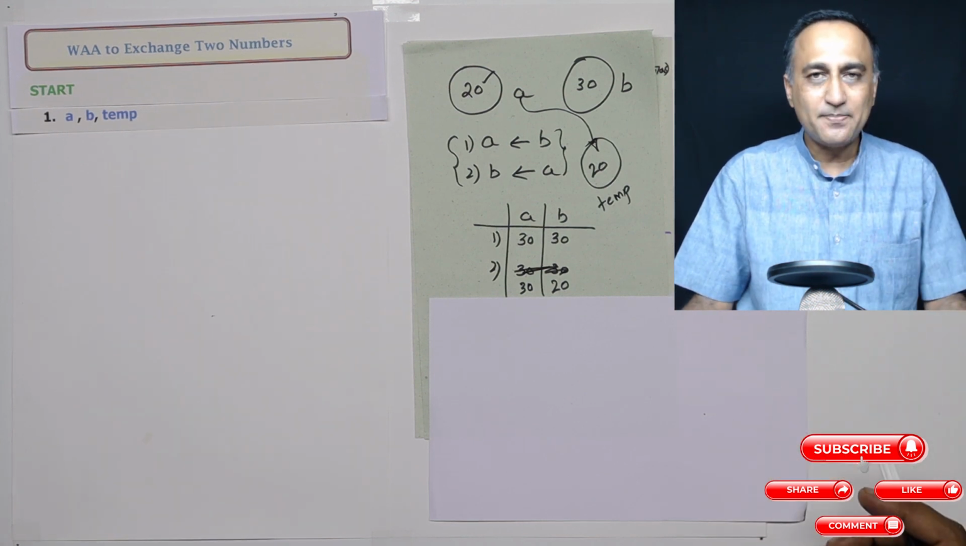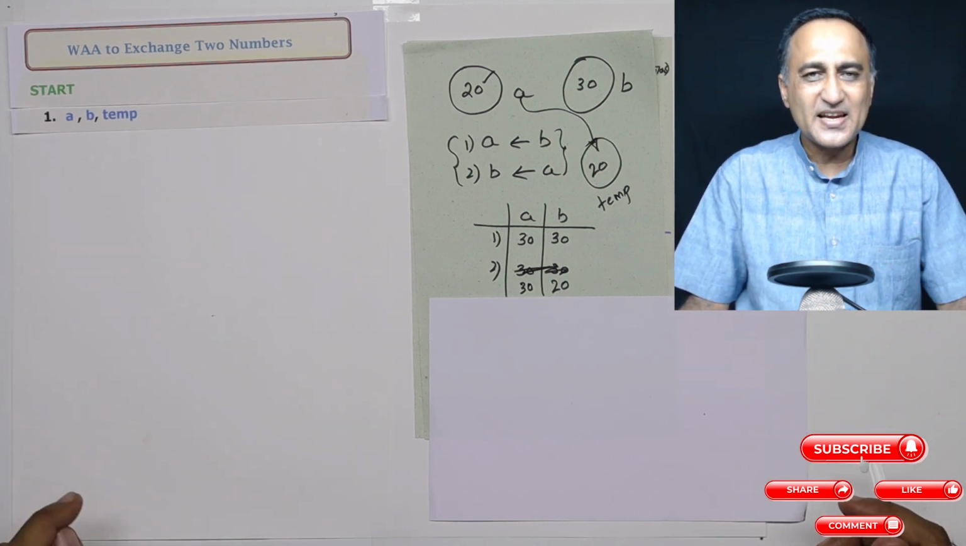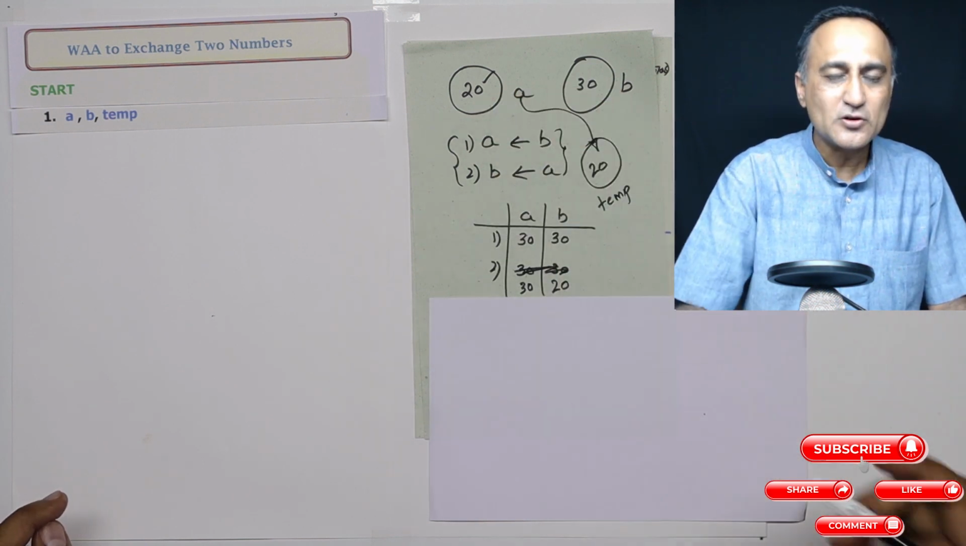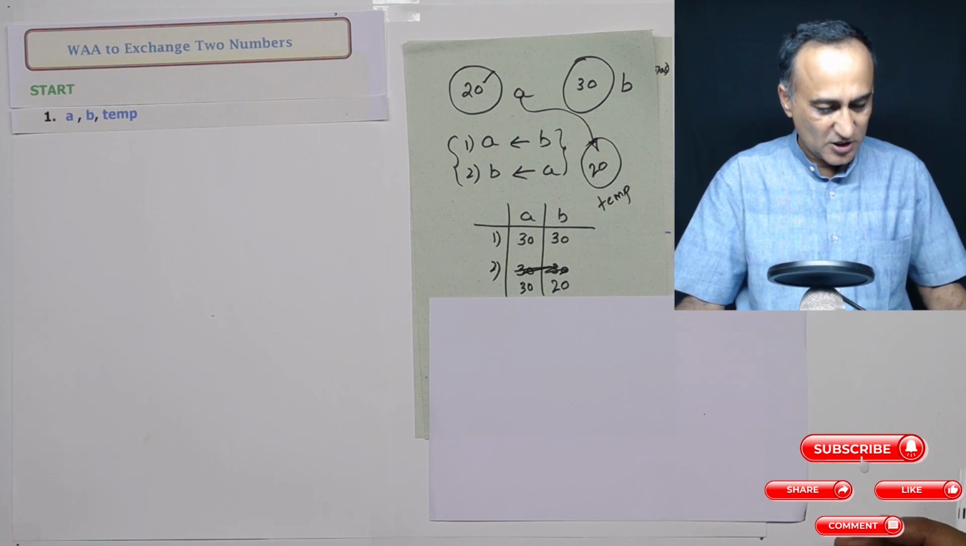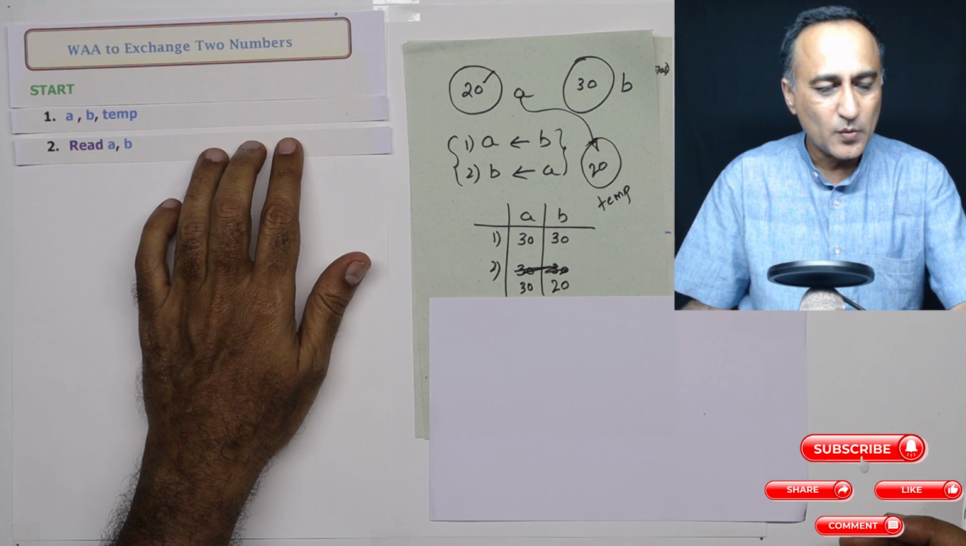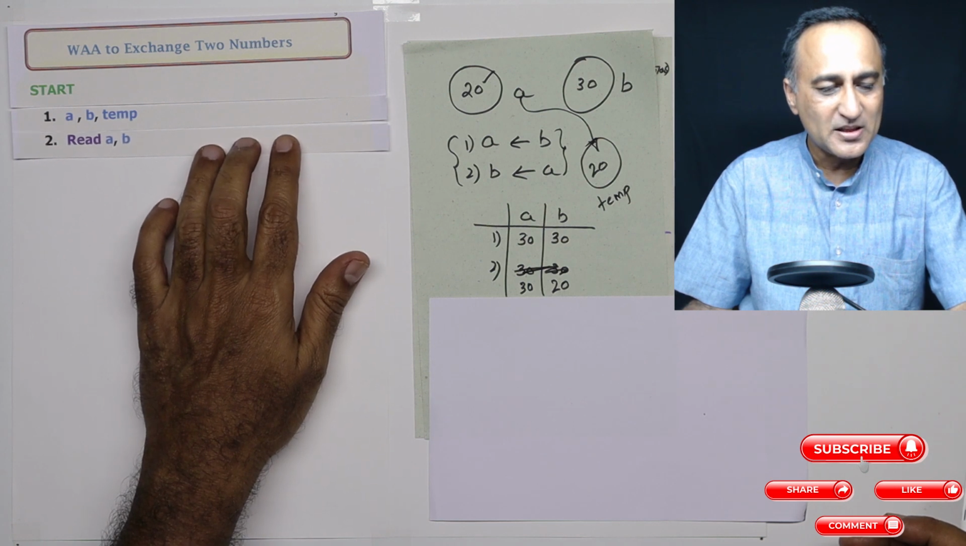Then what is the next step? I have purposely not initialized them, because it doesn't make sense to initialize; I need to read the values of A and B and only then go ahead with the exchange. In step number 2, I'm asking the user to enter the values of A and B. So I'm reading the values of A and B from the keyboard.